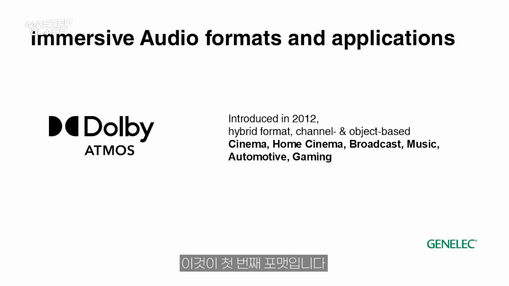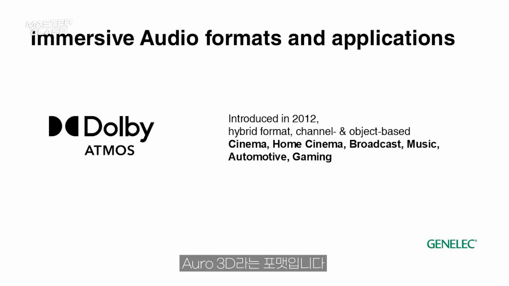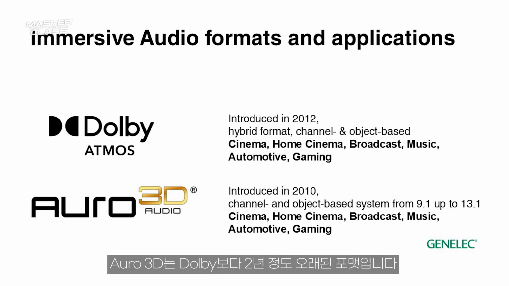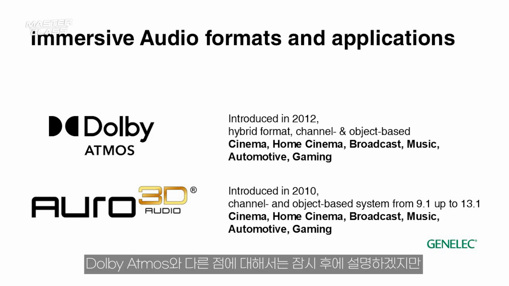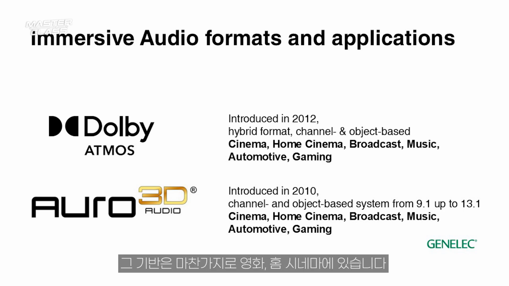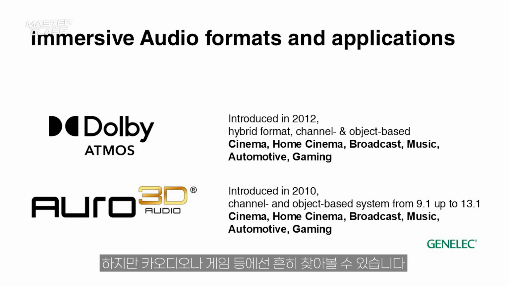So that's the first of the formats. The next one, also very important and interesting, especially for music, is Auro 3D. Auro 3D is a little bit older than Dolby Atmos, just 2 years older, and it's mainly a channel-based immersive audio system. We'll cover in a minute what they are doing differently to Dolby Atmos. They have an origin, obviously, also in cinema and home cinema. Broadcast, very little, not much. Music, very important for Auro 3D, but not streaming as of today. They are doing tests right now on streaming. But you'll also find it in automotive and in gaming.